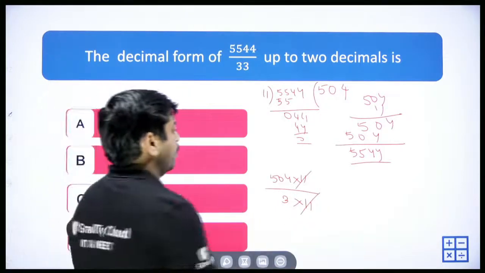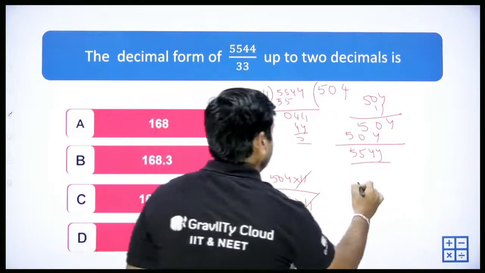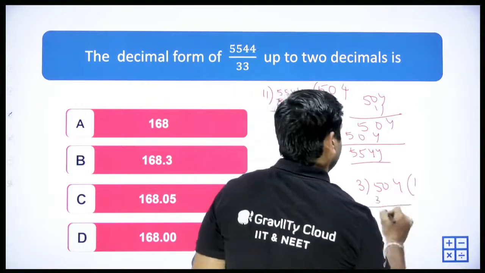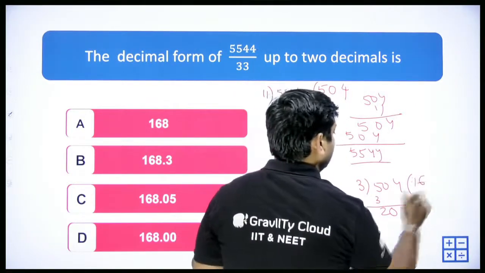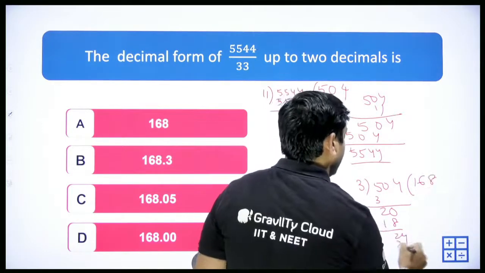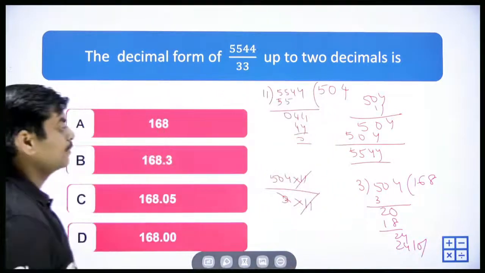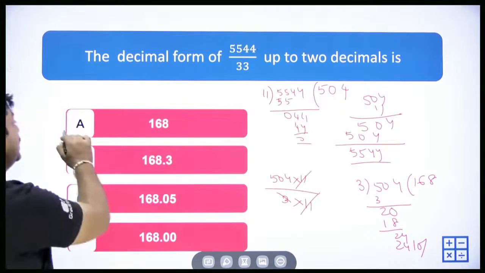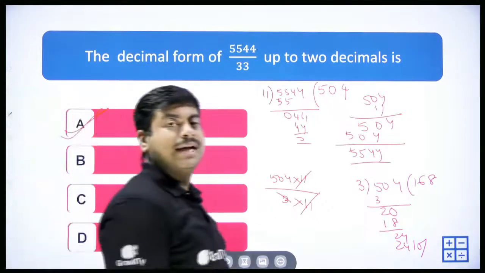So 504 by 3. Let me write that. 3 ones, 3. 3 6s are 18. 3 8s are 24. So then you'll get the answer as 168. Exactly. Although you have some decimal places, your answer is 168 exactly.